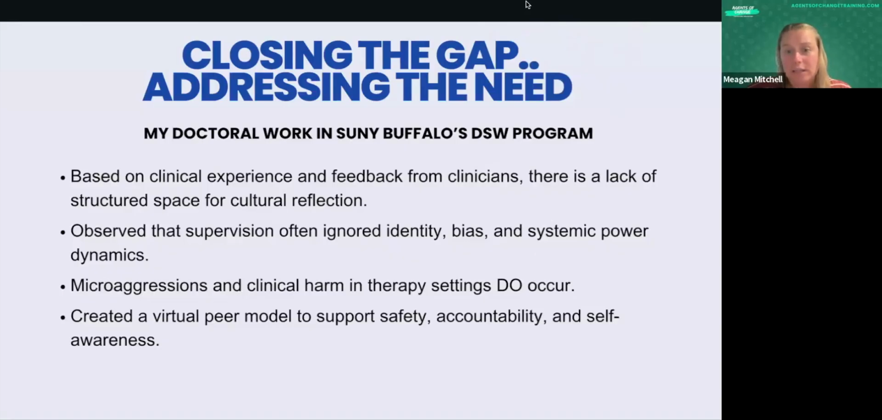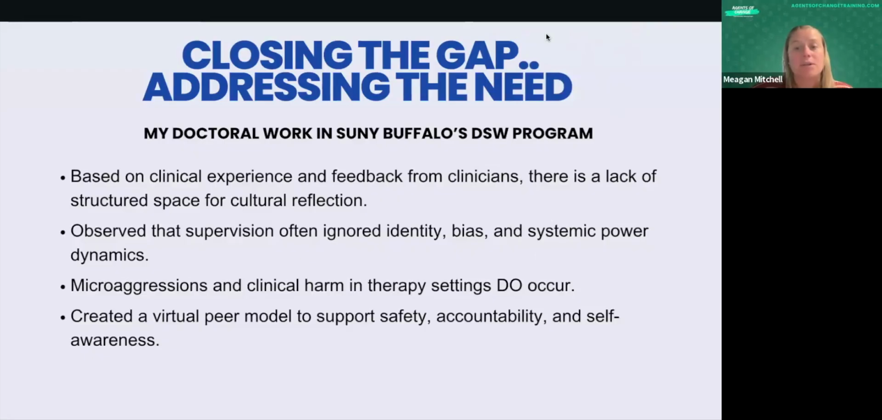Supervision is often ignoring these things: identity, bias, systematic power dynamics. Also, sometimes people were reporting the supervision dynamic is a power dynamic in itself, right? So that was problematic, right? I'm in a power dynamic. I don't feel comfortable talking about a power dynamic.